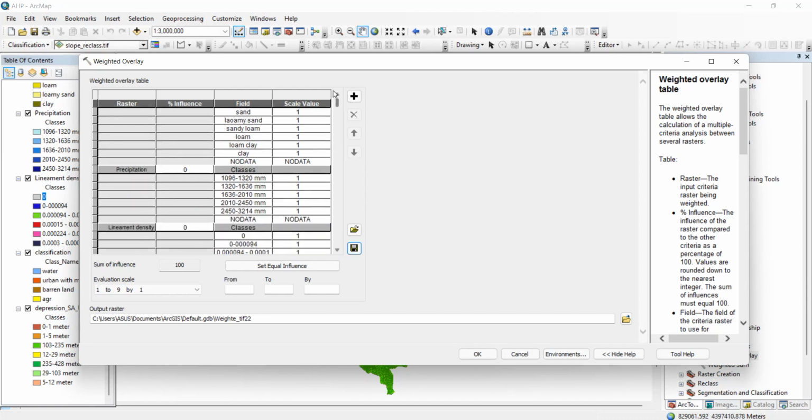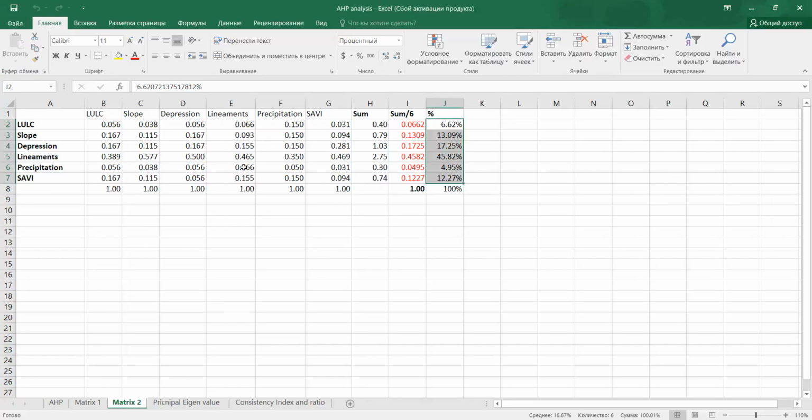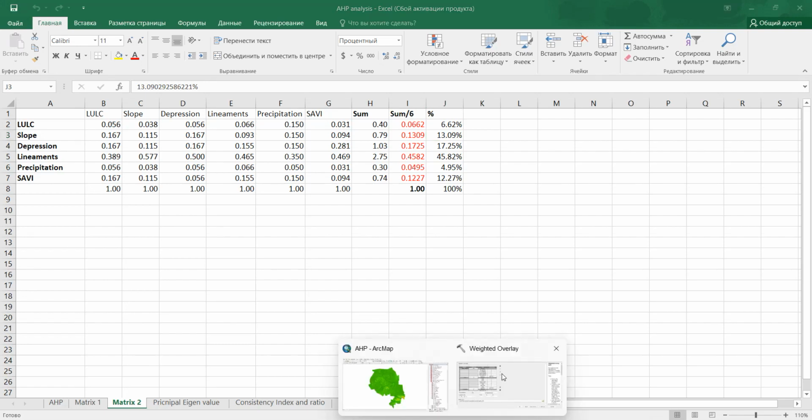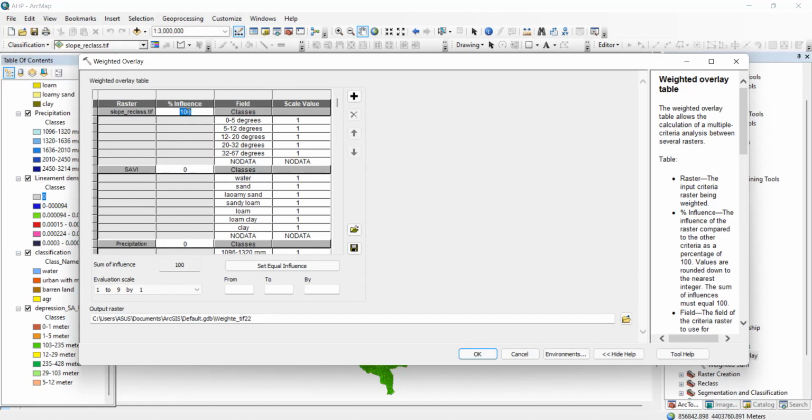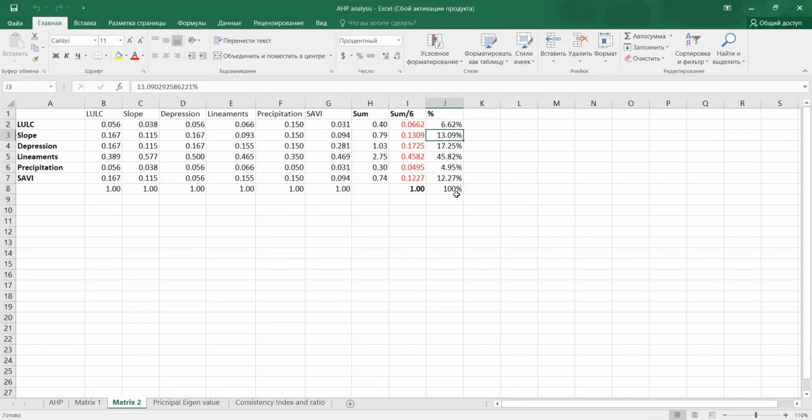No, let's start from slope, because the first is slope. We find out the slope will weigh 30%. You cannot write float values in weighted overlay. It's only integer values, therefore we should just round the values into integer from float. So don't worry about this weighted overlay error.